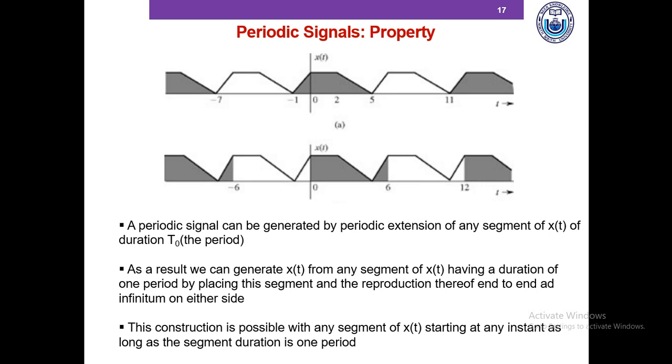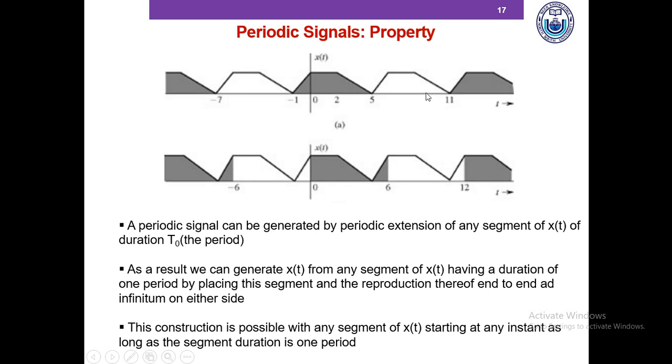Another interesting thing about periodic signals, here we're just discussing how to visualize them, because we cannot possibly draw a signal from minus infinity to plus infinity. A periodic signal can also be generated by periodic extension of any segment of x of t, that is the original signal here, of duration T naught, where T naught is the period.